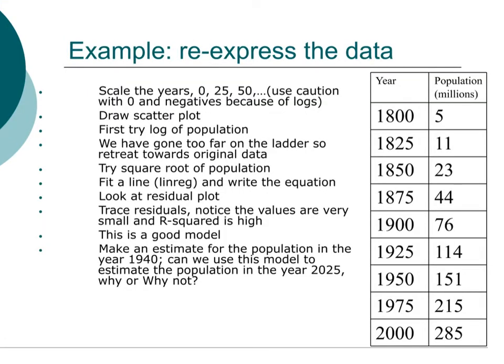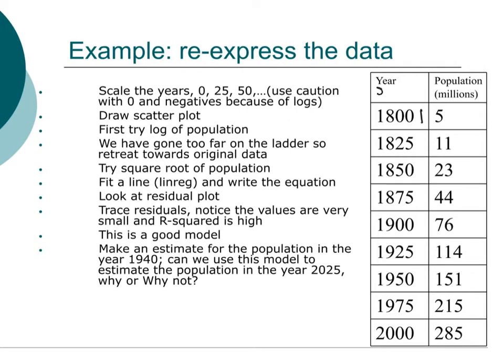So here we have the population data for the United States from the year 1800 in 25-year increments all the way to 2000. We're going to scale the years. But if we use 0 when we do the log expression, it's not going to work. So when we put it in our data, we're actually going to call the year 1800 year 1.